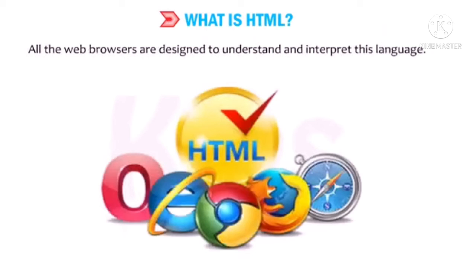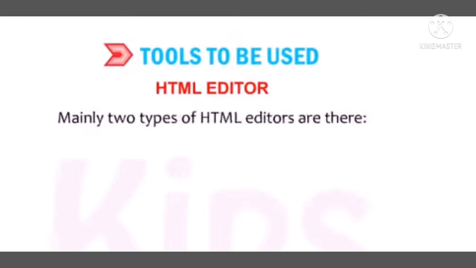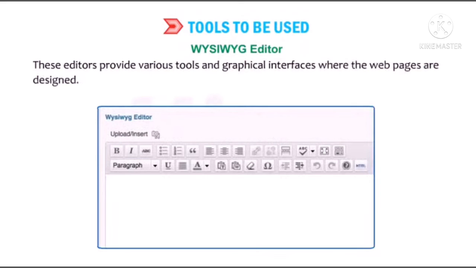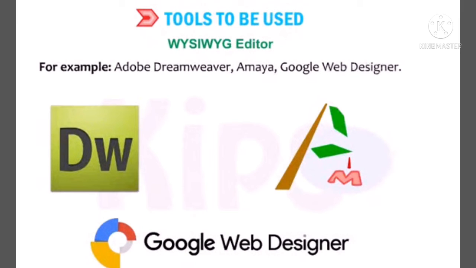There are two types of HTML editors. The first one is the WYSIWYG editor. WYSIWYG stands for what you see is what you get. This web editor allows the developer to see what the end result will look like while the document is being created. Whenever we are writing the document, at the same time we can see the end result. Several examples of WYSIWYG editors are Adobe Dreamweaver, Amaya, and Google Web Designer.